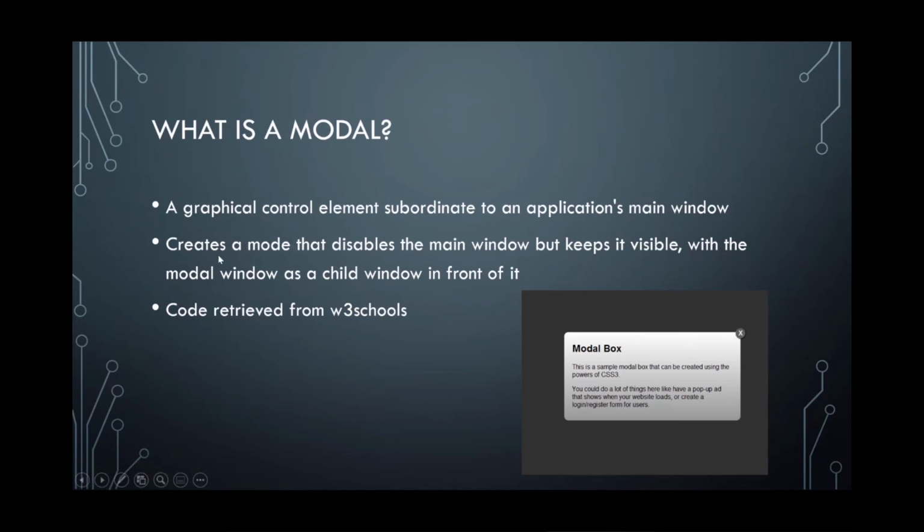So this explains that it creates a mode that disables the main window, but keeps it visible with a modal window as a child window in front of it. I like that. It's like a parent window and a child window. So this code I'm about to show you is also retrieved from W3 Schools. I do have it on GitHub, but if you want the raw version that I use, I got it from W3 Schools that I talked about in the beginning.